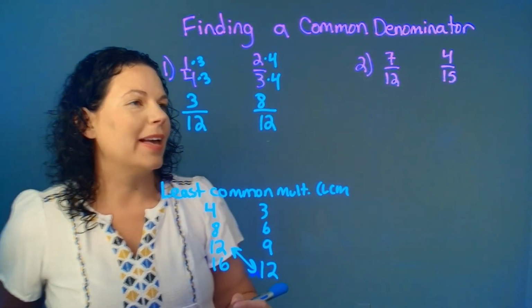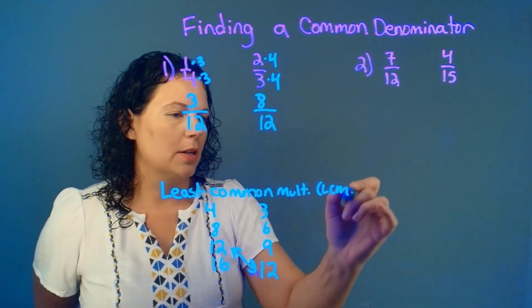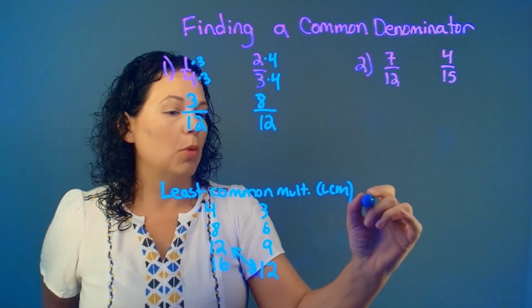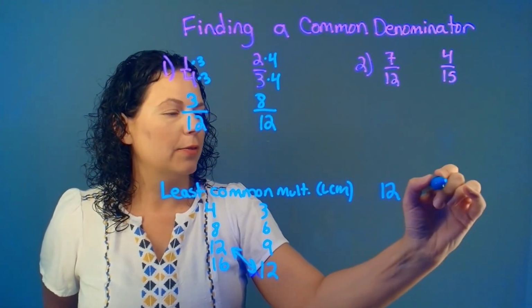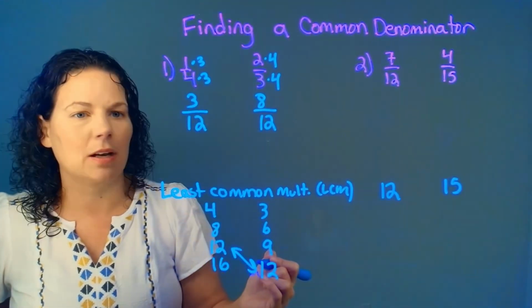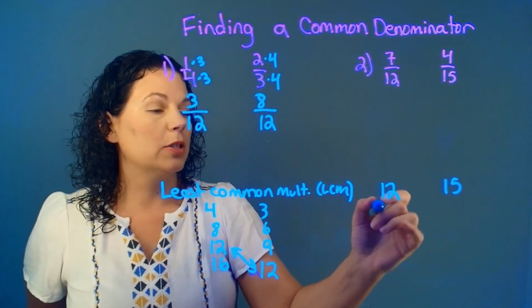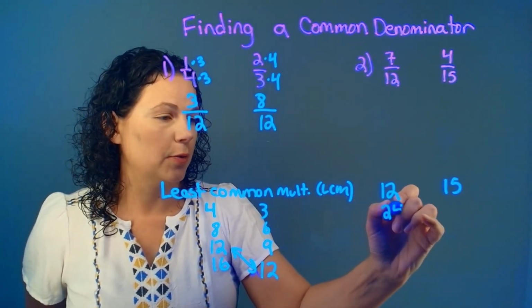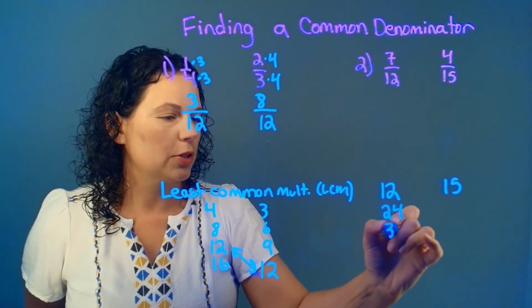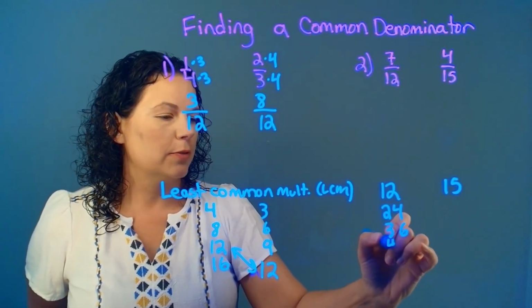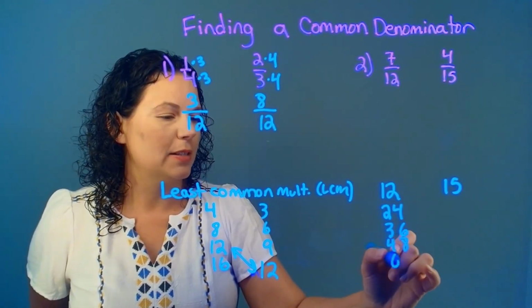All right, 12 and 15 are my denominators. So let's find the least common multiple of 12 and 15. We're doing the exact same thing on this one. So 12 times 1 is 12. 12 times 2 is 24. 12 times 3 is 36. 12 times 4 is 48. 12 times 5 is 60.